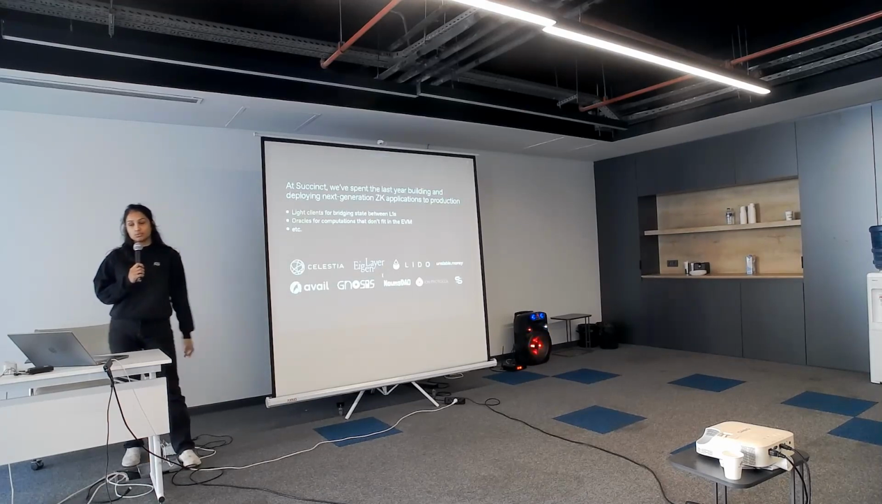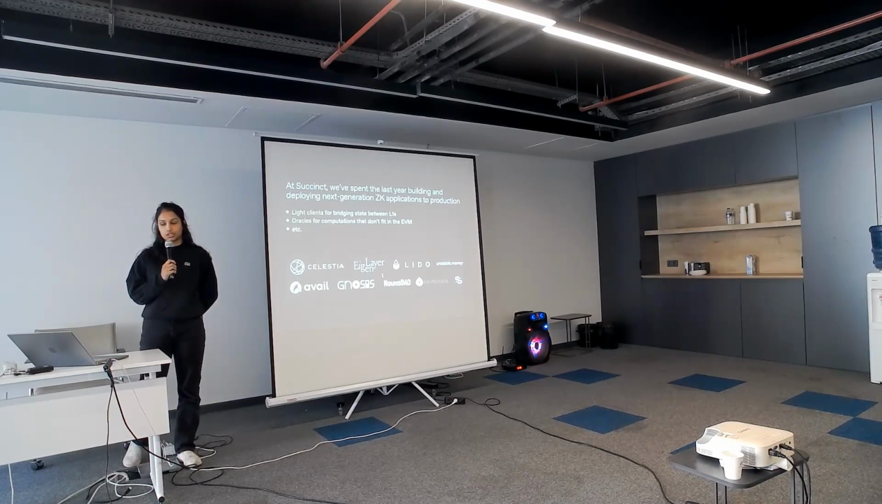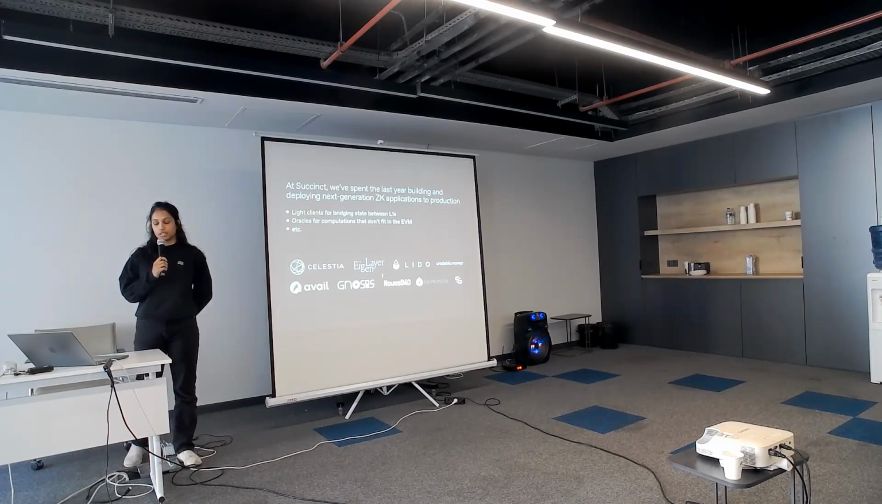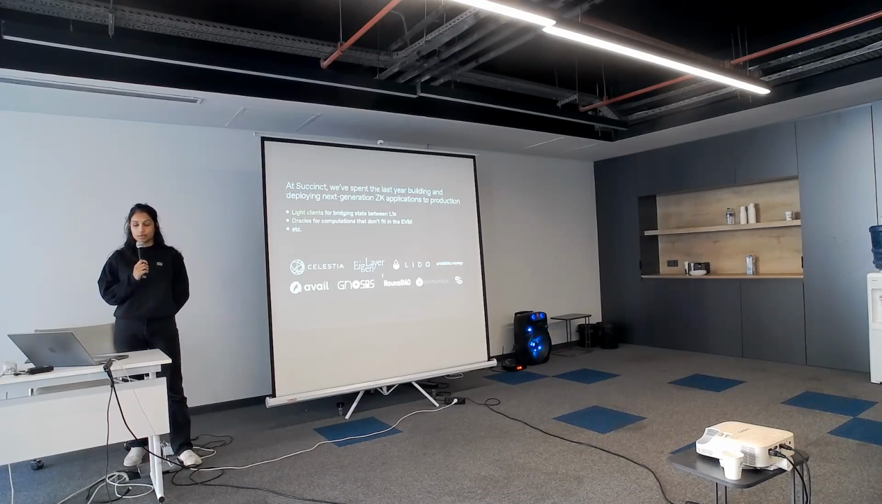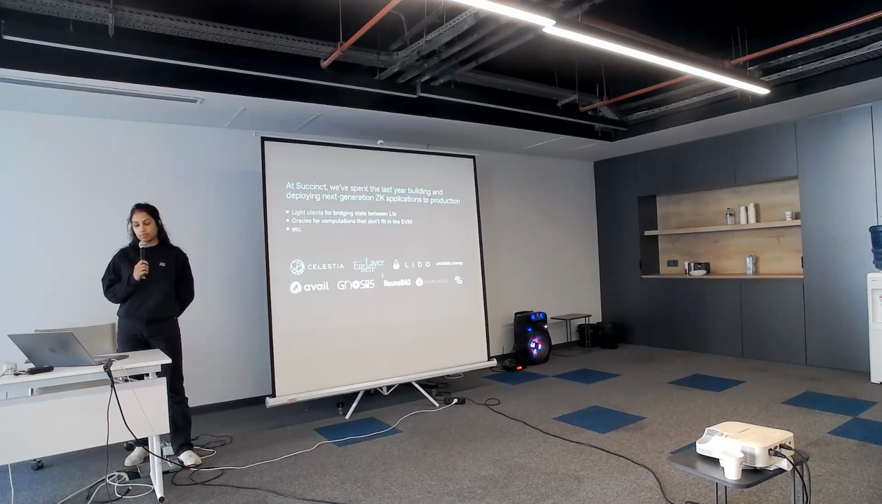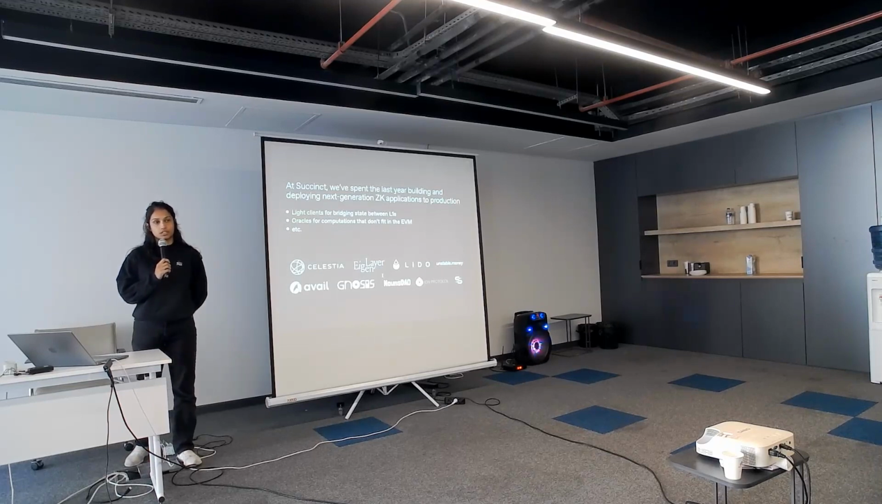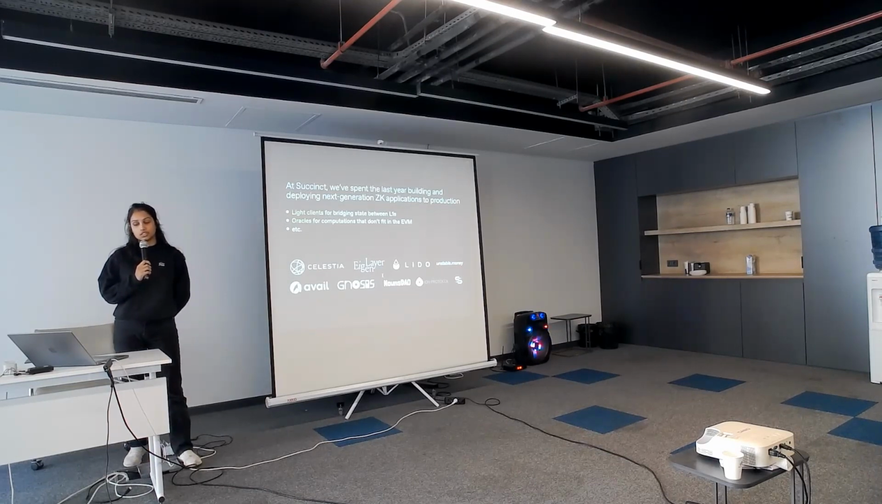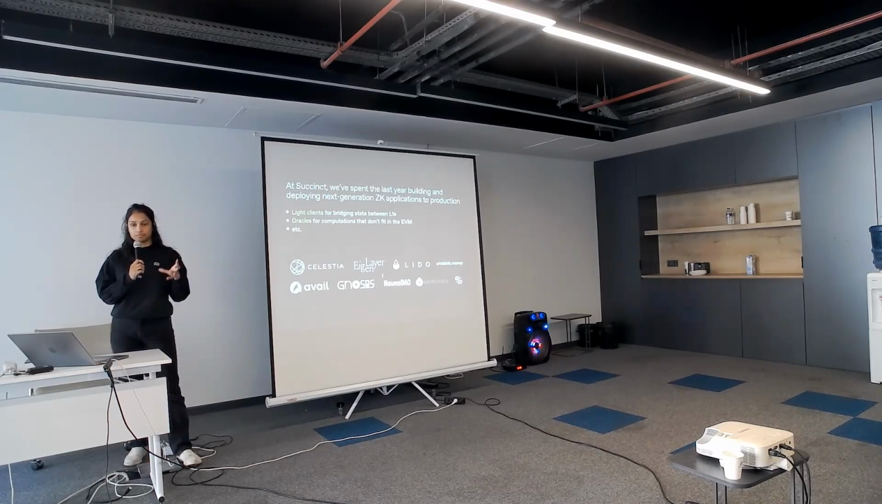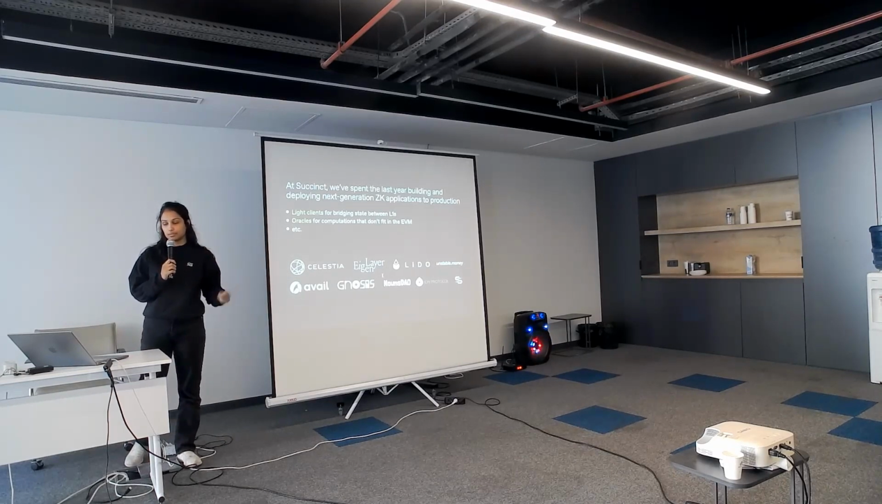So at Succinct, as I mentioned, we've spent the last year building and deploying these next-generation ZK applications to production. We are most well known for our light client work, including Telepathy, which is our ZK Ethereum light client that is used to help secure the bridge from Ethereum to Gnosis Chain. More recently, we've been working with these L1 DA layers, such as Celestia and Avail, to build a ZK bridge for them and bring their state from their respective chains to Ethereum.